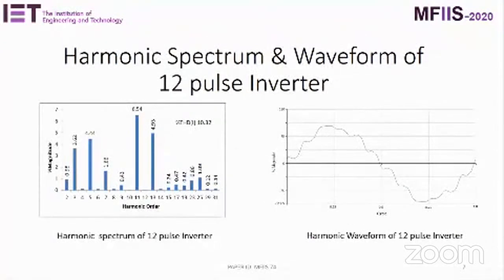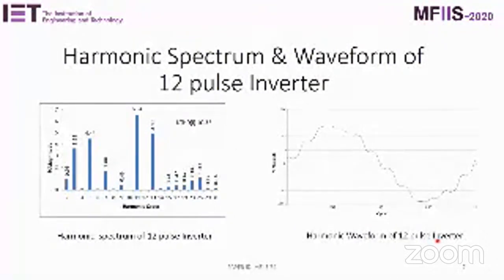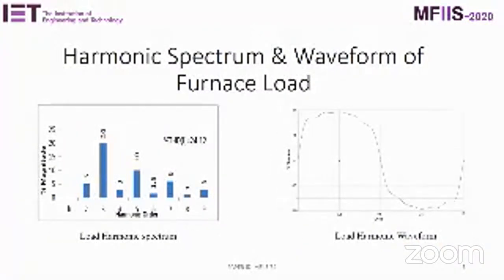In our study, we use two types of inverter. One is a 6-pulse inverter and another is a 12-pulse inverter. This is the harmonic spectrum of the 12-pulse inverter, where the percentage THDI value is 10.32%. This is the harmonic waveform of the 12-pulse inverter. Here we consider a furnace load as the load. This is the harmonic spectrum of the furnace load, where the percentage THDI is 24.12%. This is the harmonic waveform of the furnace load.